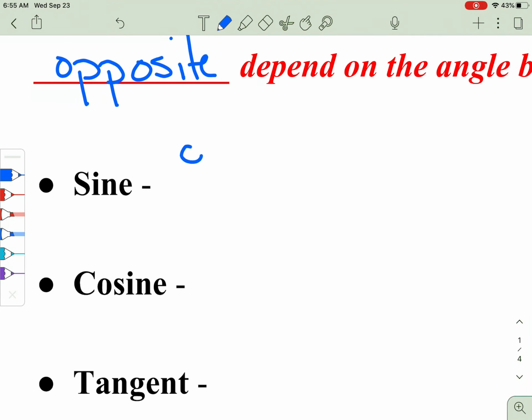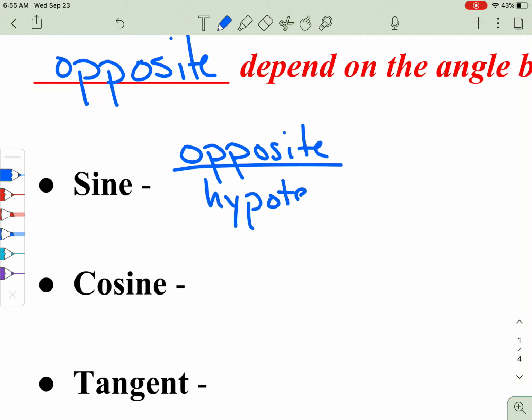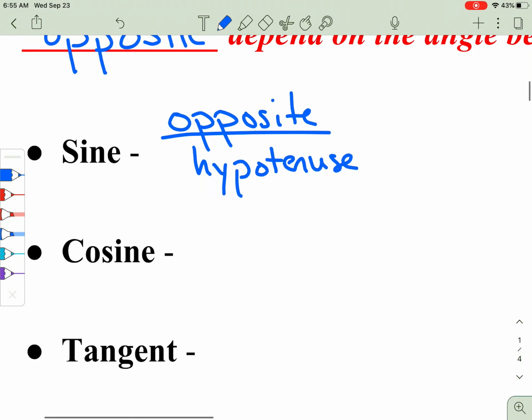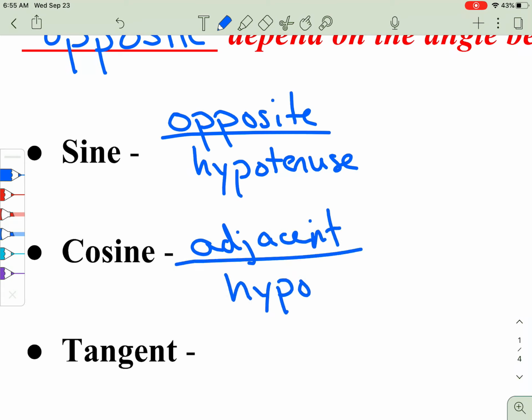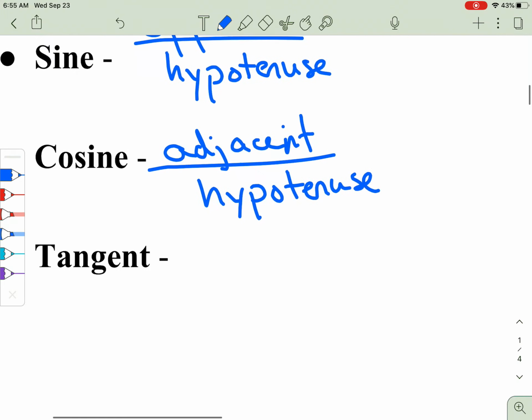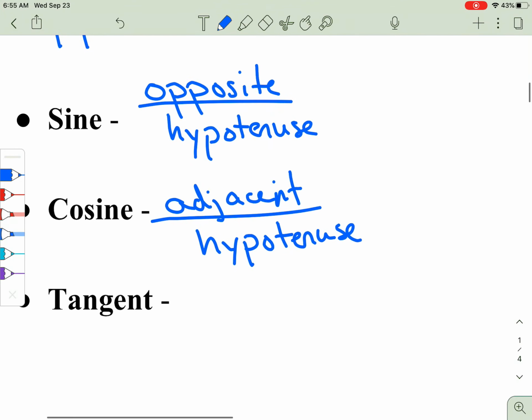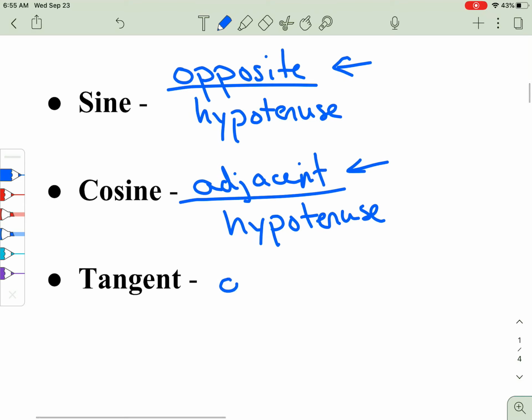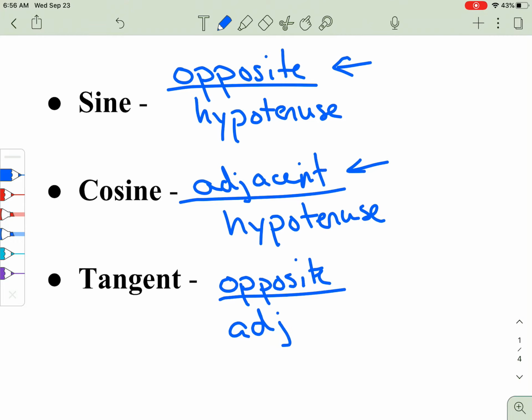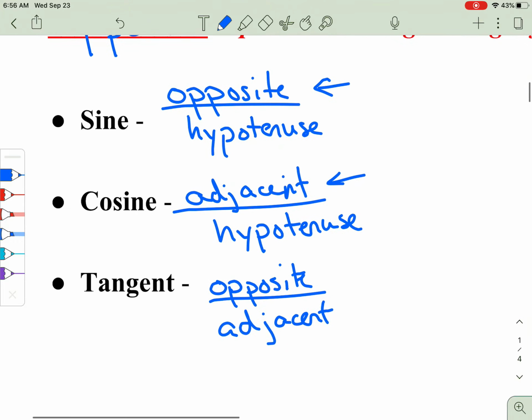So sine is opposite over hypotenuse. So it's a ratio where you take the length of the opposite side and divide it by the length of the hypotenuse. Same thing with cosine, only it's going to be adjacent over hypotenuse. And lastly, tangent is a little bit different. The only difference between sine and cosine is opposite and adjacent, whereas tangent is opposite over adjacent. So it does not use the hypotenuse at all.